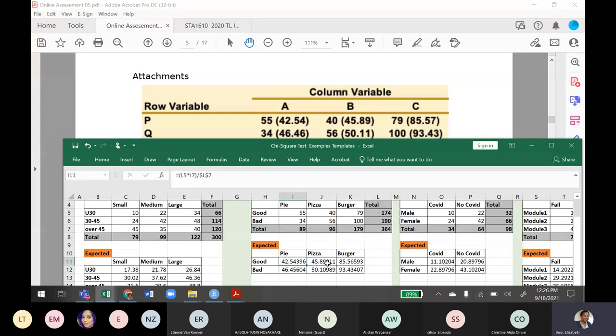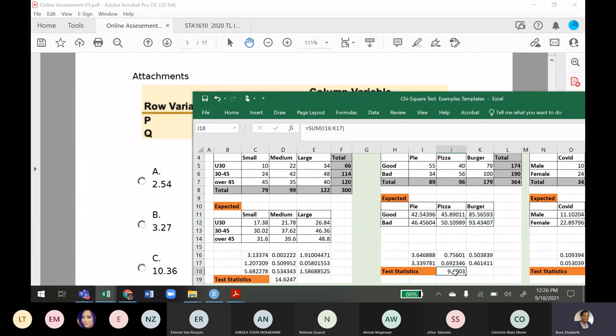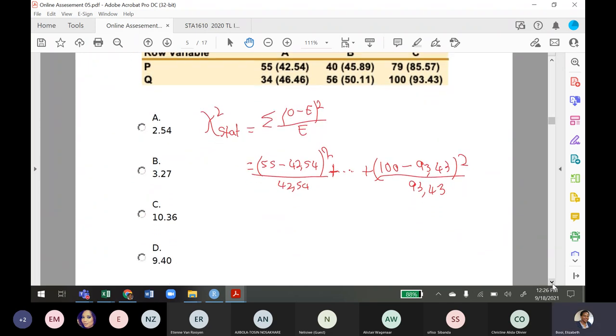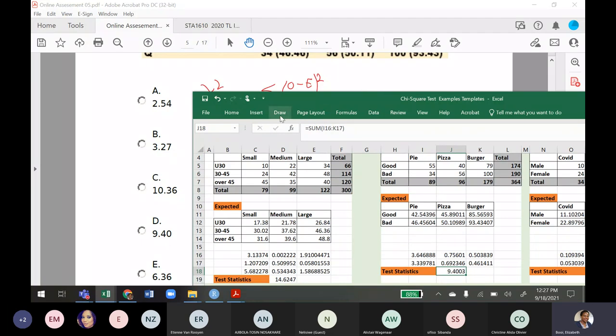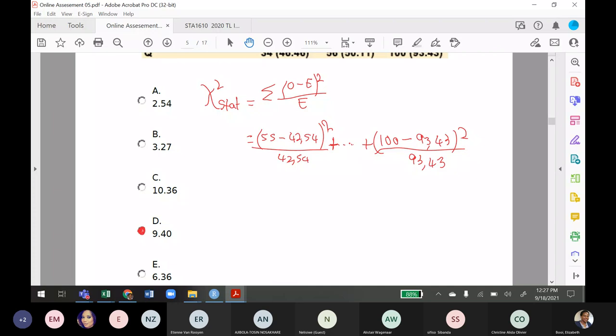45.54, 48.8, 45.89 and 85.7. So they match exactly as they have. So I'm going to assume that everything was captured correctly. The answer we're looking for is a test statistic, so we should be seeing 9.40. Let's see if we can find that. Is our test statistic 9.40? If we want to make it two decimals like they have, you can also do so by using the decimals. So the answer is option D.